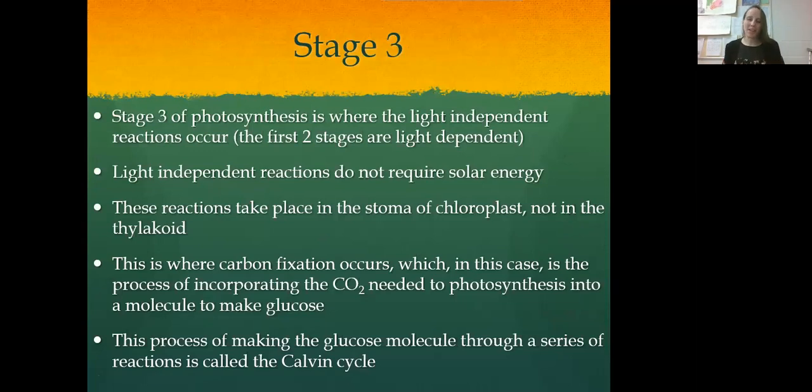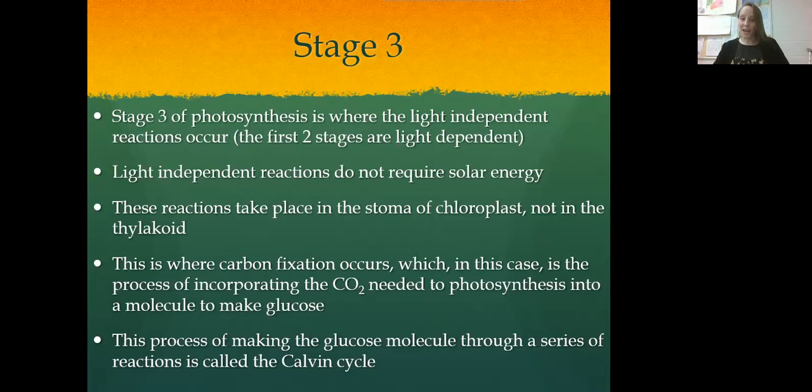Okay, after all that, we get into stage 3, which is the light independent portion of photosynthesis. This means that no light is required. This stage, unlike the previous 2 stages, which take place in the thylakoid membrane, this stage takes place entirely in the stroma of the chloroplast, which is just like the jelly filling. This is where what's called carbon fixation occurs. Essentially, we take carbon dioxide and we turn it into glucose.